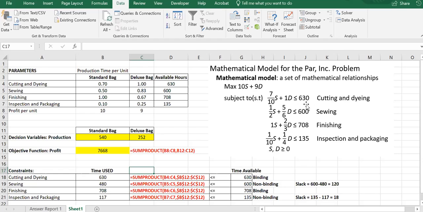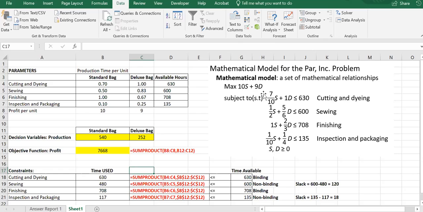And for each one of them, we have limited resource. We have limited labor hours available from each one of these departments, and we cannot go beyond this. And we also have per unit of standard and deluxe bag the time that we need from each one of these departments. So we have those. Therefore, we can write down the left-hand side and then the right-hand side and form the constraint.